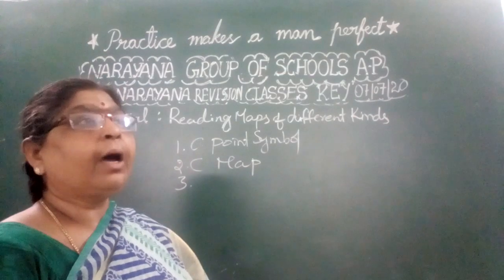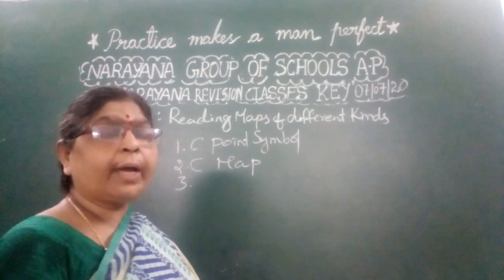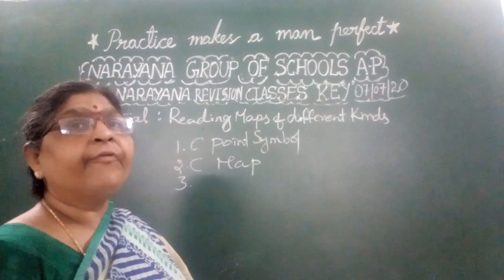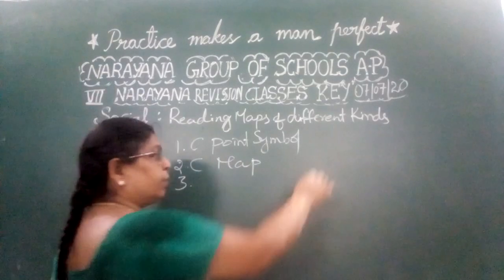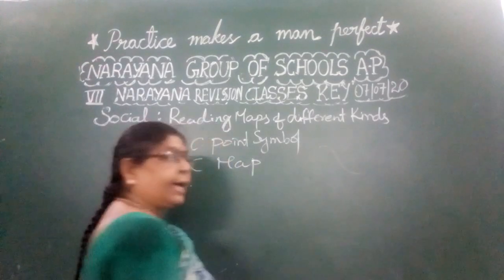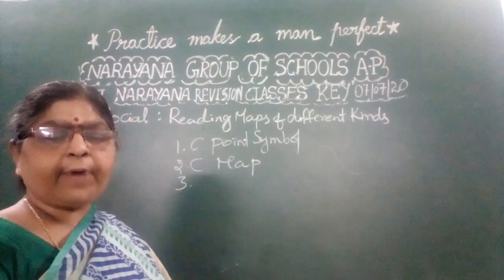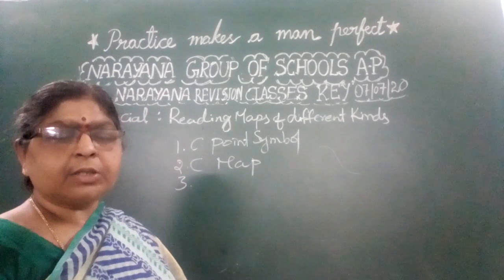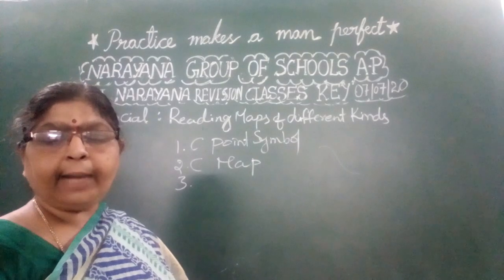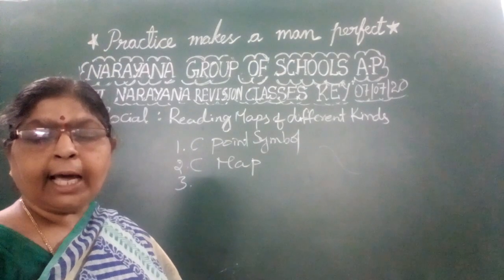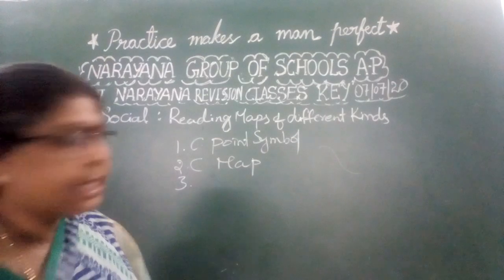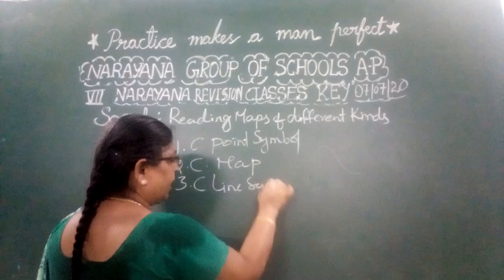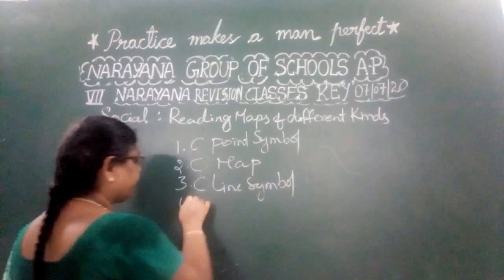Right, children? And now, suppose if you want to show any river, what is the symbol that can be used? River Godavari is shown with which symbol? Already I told you, that is a line symbol. Line symbol is used for showing the rivers or railway tracks, like this. So river Godavari is shown with the help of the line symbol. Option C, line symbol is the right answer for that question.